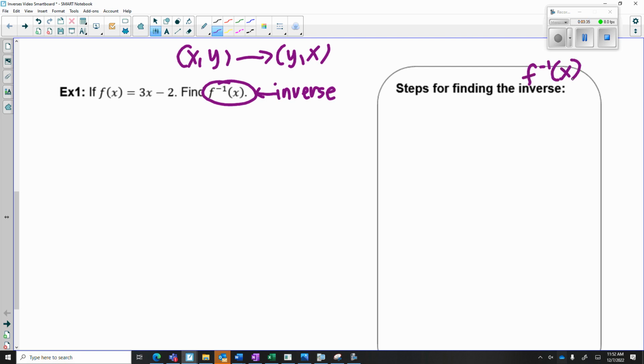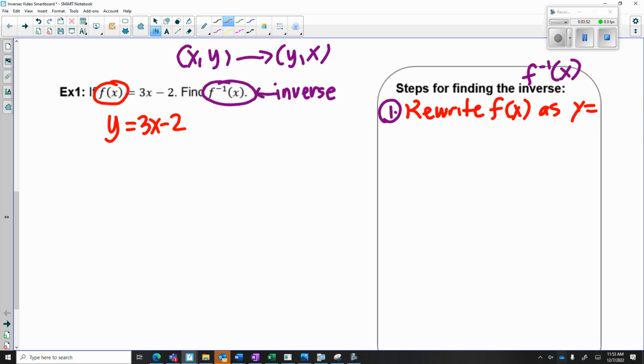That's the notation. So step 1, if we want to switch x and y, we first have to rewrite f of x as y, because f of x is the same thing as y. So step 1 is rewrite f of x as y. That's important, because now we're going to switch the x and the y. So that's step 2, switch x and y. When we switch x and y, we're really just going to rewrite this entire thing completely the same, except the x and the y are going to change spots.